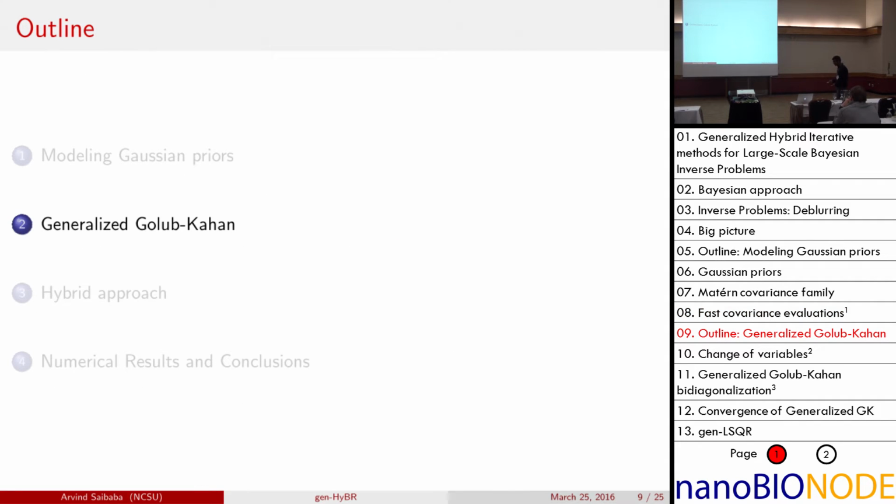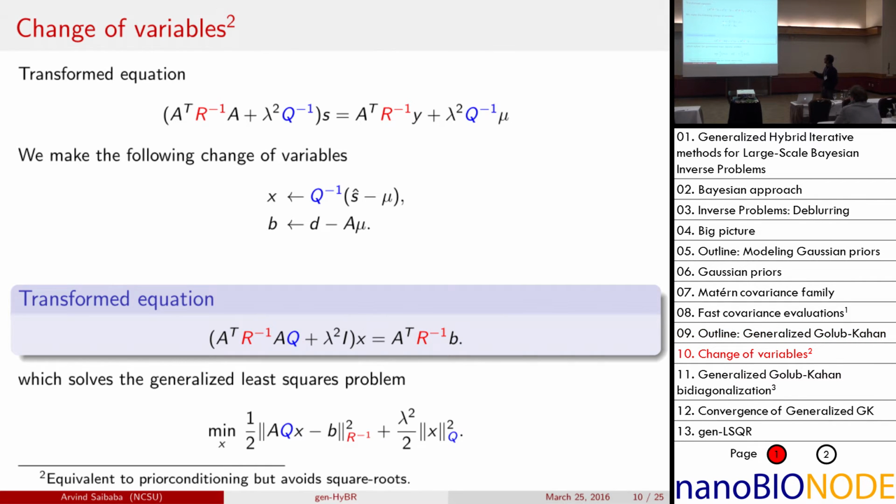Okay, so I'm now going to focus on the iterative methods that I'm using to solve this, and I'll explain why there's an additional difficulty using the kind of covariance matrices that I do. If you write down the normal system of equations, you get A transpose R inverse A plus lambda squared Q inverse.